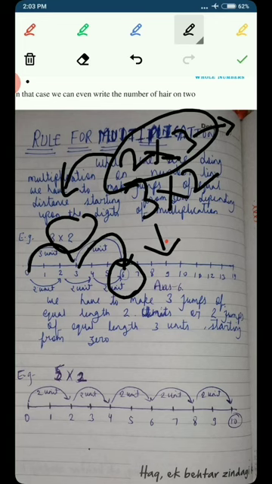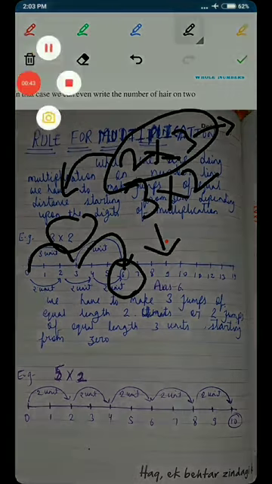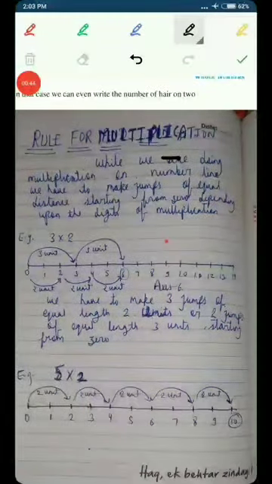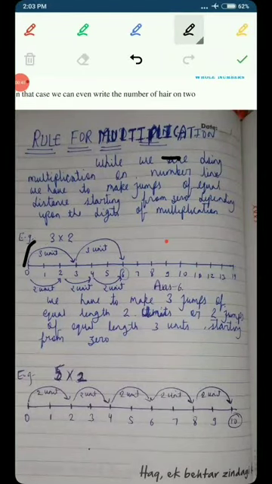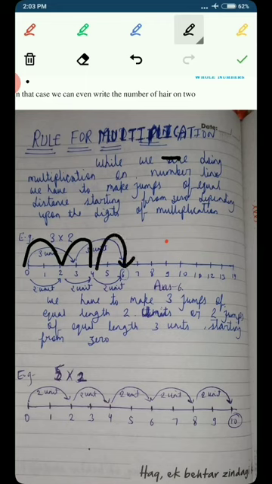Or we can do the other process also. We can take 3 jumps of 2 units. So how will we show it? First jump of 2 units, then second jump of 2 units, and then third jump of 2 units. We have taken 1, 2, 3 jumps, each jump of 2 units distance, and we reached at 6. That's how we did the multiplication of 2 into 3.